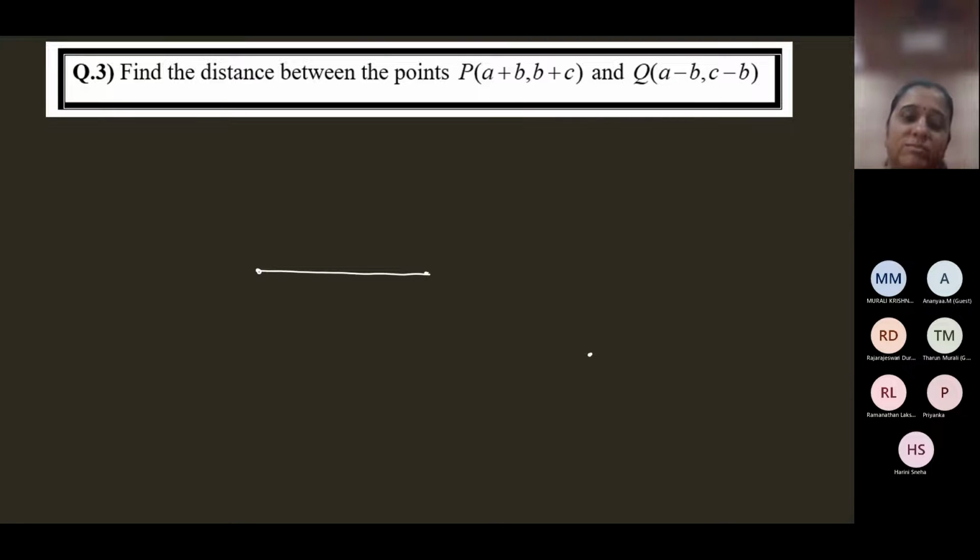So when we have 3 points in a plane, and the 3 points are not collinear, then a triangle is formed. So you can see here a triangle is formed. That's the definition of a triangle. To form a triangle, you need 3 points in a plane, and the points must not be collinear.